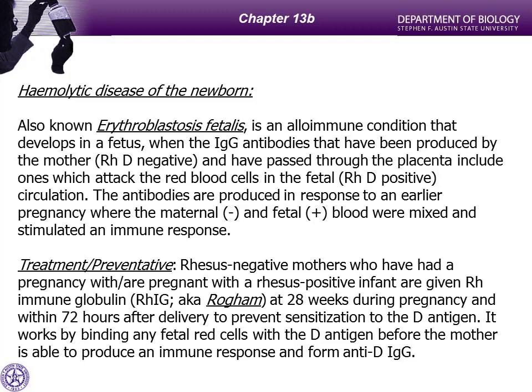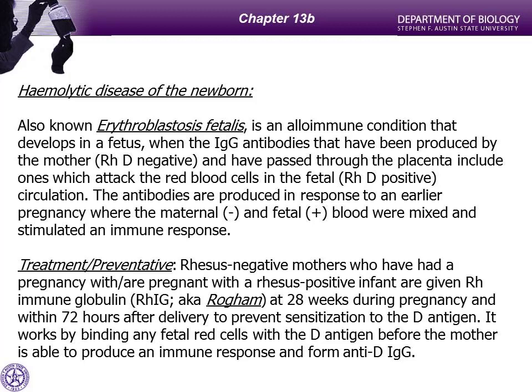And so for that first baby, the baby's gone, the cord's cut. Baby's fine. But now mom is exposed to Rh positive blood. Mom's going to have a primary immune response. She's going to make antibodies against the Rh factor.